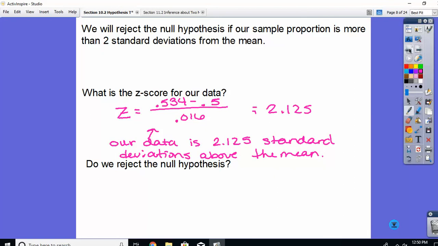We said if it's more than 2, I will reject my null hypothesis. So do I reject it? Yes. Now, if I were going with 3 standard deviations, could I have rejected? No.